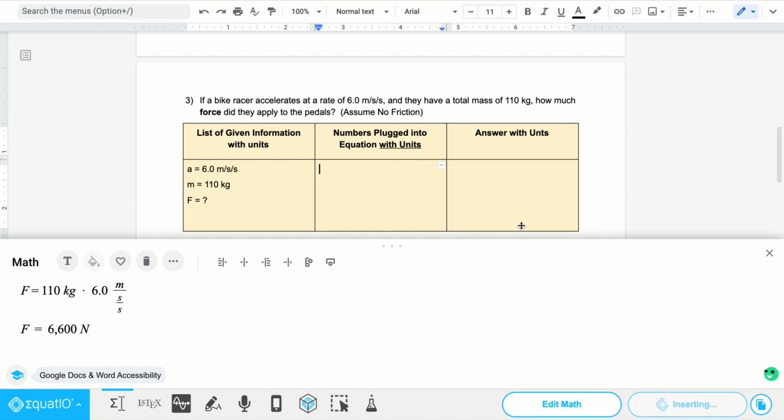Insert math. And I'll just put F equals 6,600 newtons. Done.